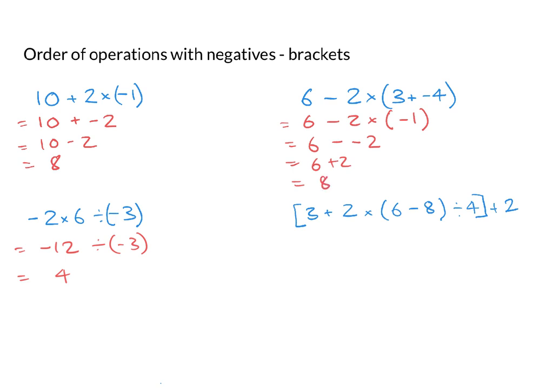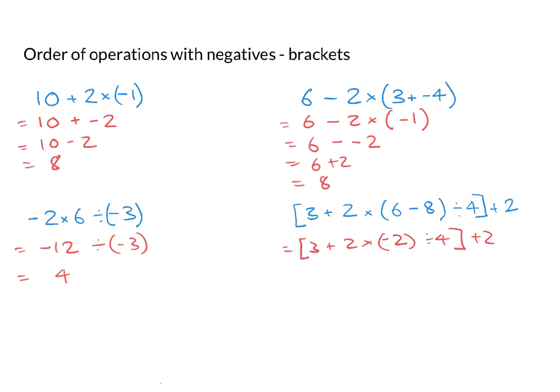The final one, I have 2 sets of brackets plus the thing added on afterwards. When I have double brackets like this, I start with the bracket on the inside. So I leave everything else alone. So 3 plus 2 multiplied by 6 take away 8 is negative 2. And then that is divided by 4. And then I have my add 2.